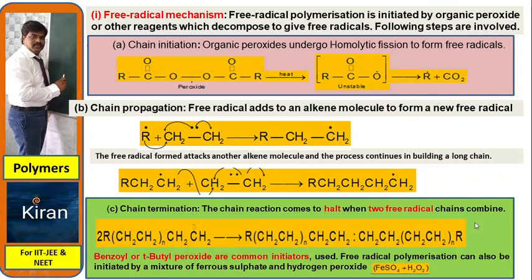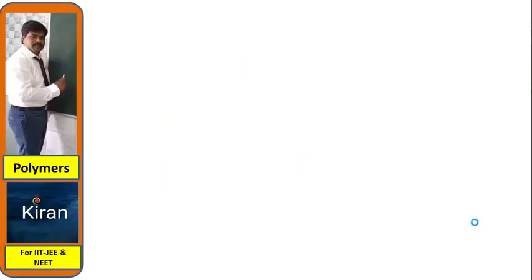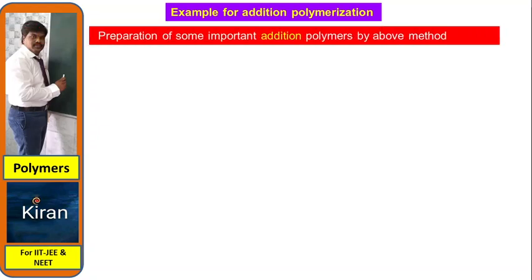Benzoyl or tertiary butyl peroxides are common initiators. Free radical polymerization can also be initiated by a mixture of ferrous sulfate and hydrogen peroxide. Along with the organic peroxides, this is also one of the compounds to initiate the reaction, that is, ferrous sulfate plus hydrogen peroxide mixture. We'll see important addition polymers and their preparations. Example for addition polymerization: preparation of some important addition polymers by the above method, meaning the free radical mechanism.